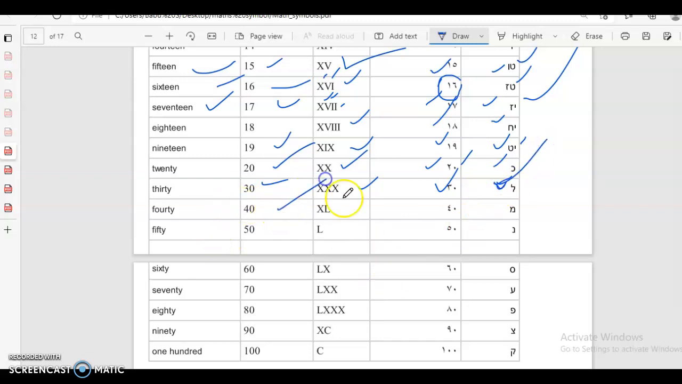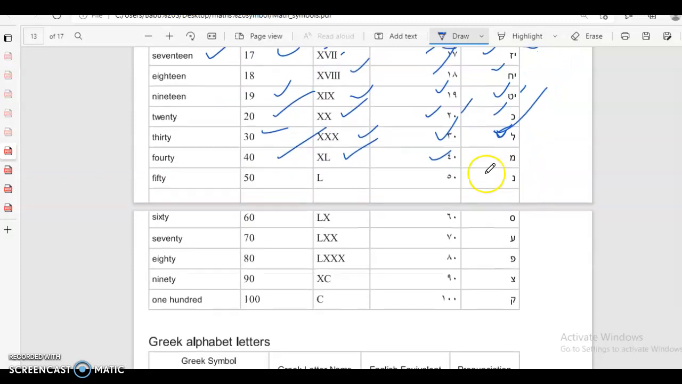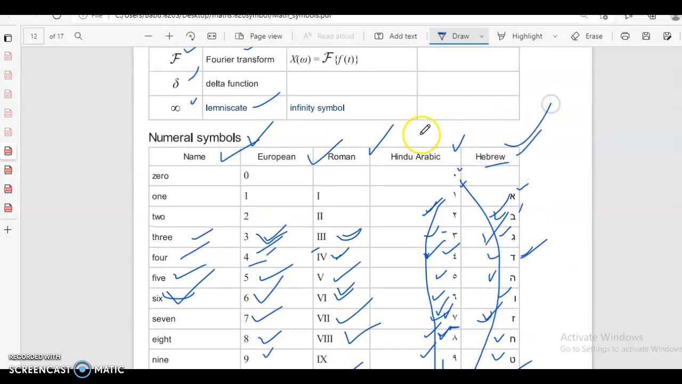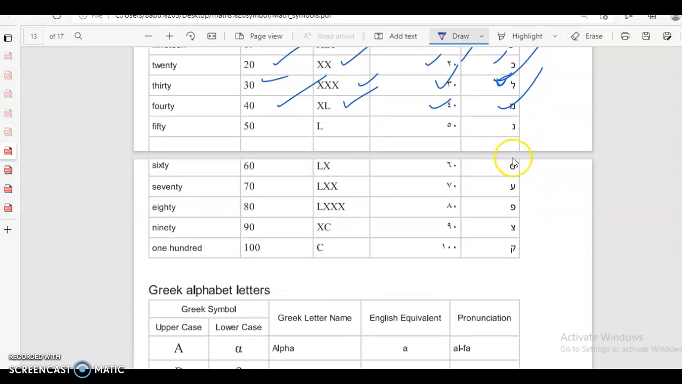So 40 is XL. Here the same, 4 0, here N, and then here a little projection inside. This is Hebrew, this is Arabic, this is Roman, this is European. Roman, Arabic, Hebrew, okay.